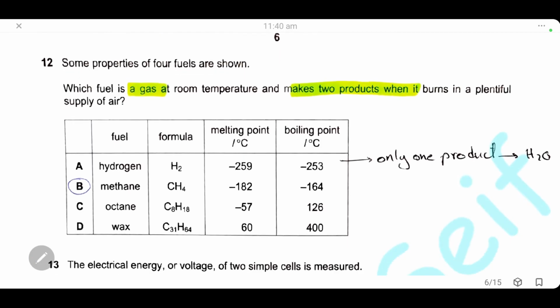Question 12. Some properties of 4 fuels are shown. Which fuel is a gas at room temperature and makes 2 products when it burns in a plentiful supply of air?